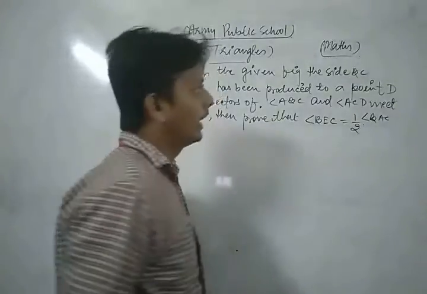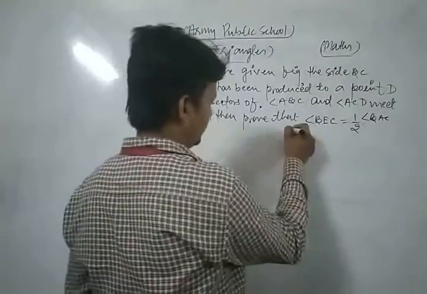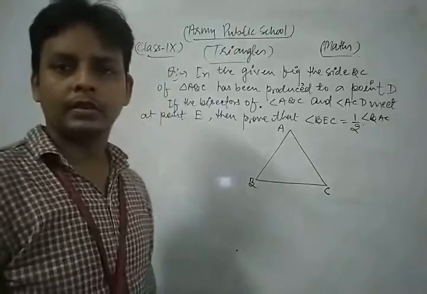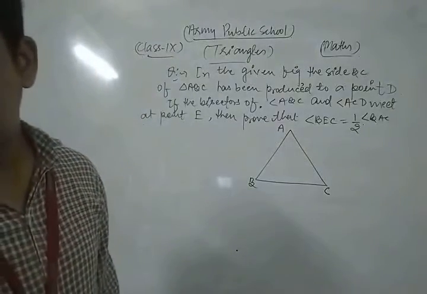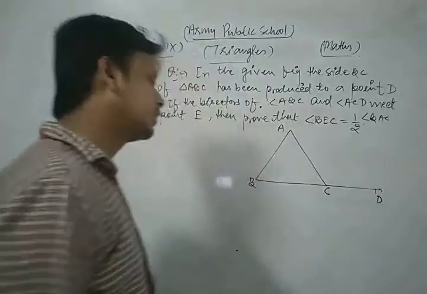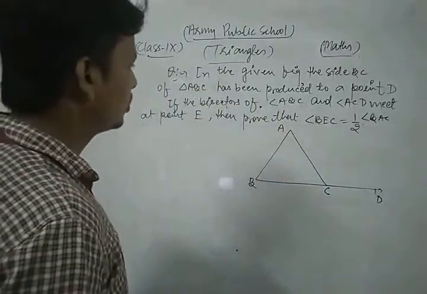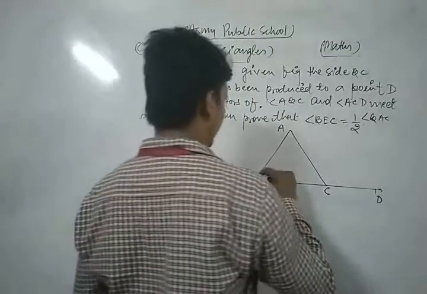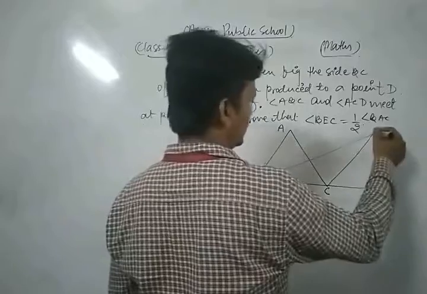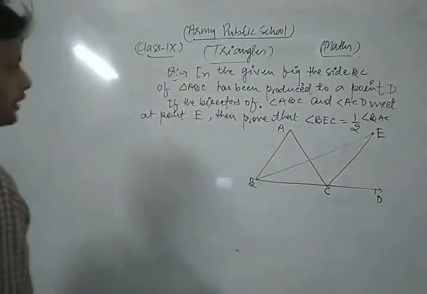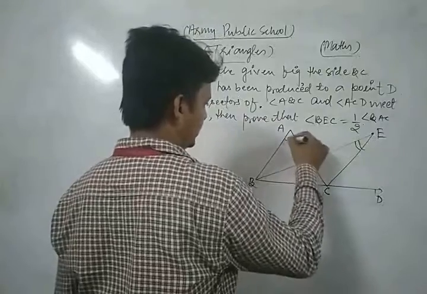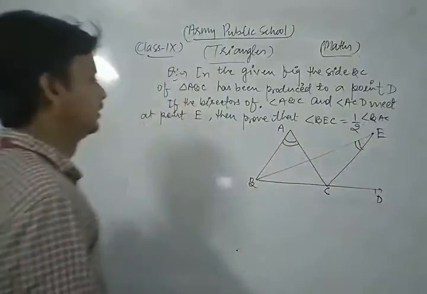Now we draw the figure. ABC is a triangle in which the side BC is produced to D. According to the question, the bisectors of angle ABC and angle ACD meet at point E, so the bisector of angle ABC and the bisector of angle ACD intersect each other at point E. Now we have to show that angle BEC is equal to half of angle BAC. Now let's see its solution.